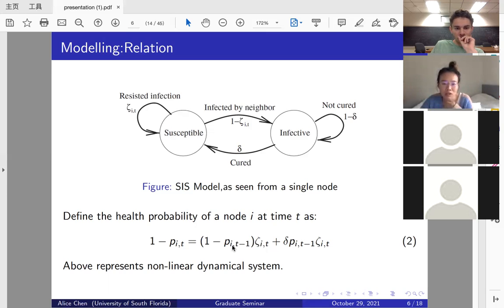Actually, this equation 2 here represents a nonlinear dynamic system, and we're going to get some results from this dynamic system to reach our epidemic threshold.